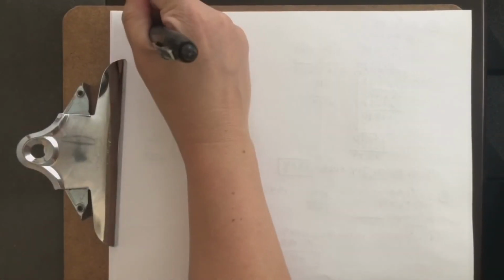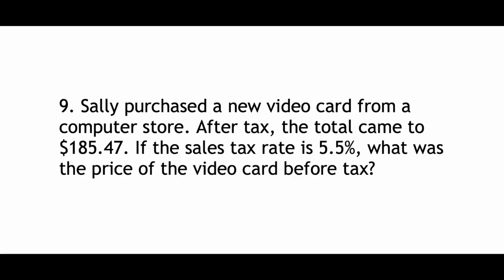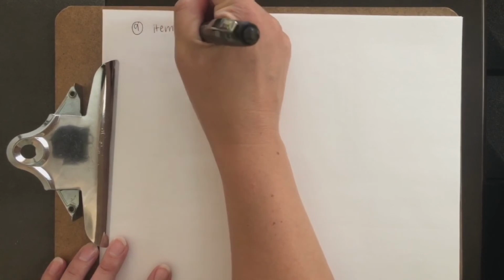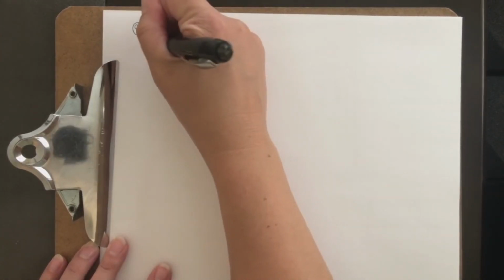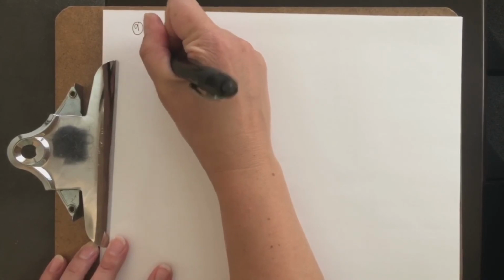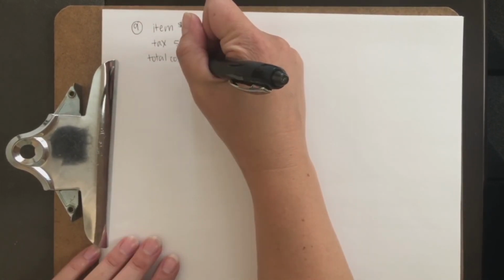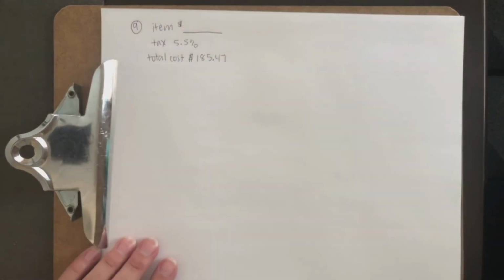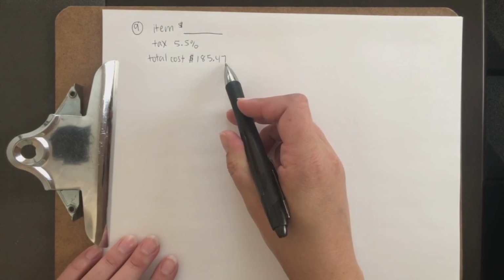Okay, let's look at number 9. Sally purchased a new video card from a computer store. After tax, the total came to $185.47. If the sales tax rate is 5.5%, what was the price of the video card before tax? So we have an item, the video card, and it is an unknown amount. Tax, we know, is 5.5%, and the total cost is $185.47.